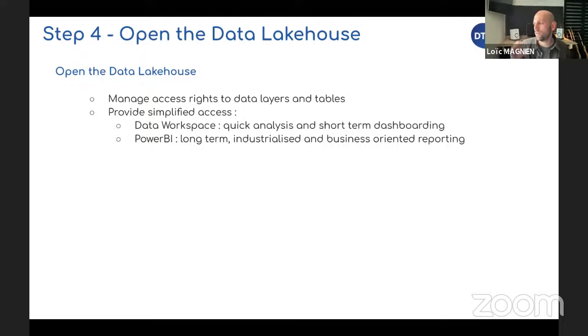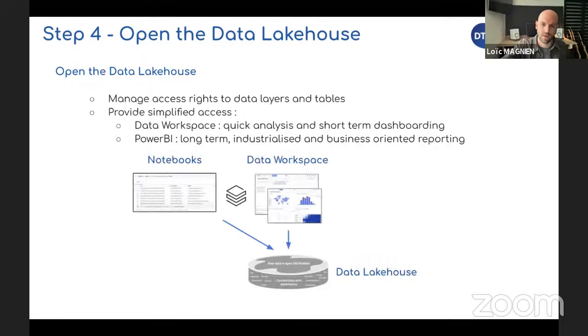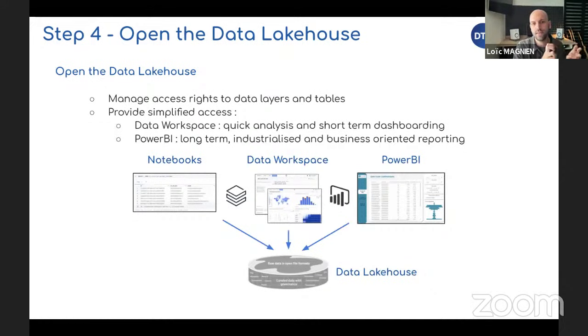In our case, we have both advanced users and not so advanced users. So we have the data workspace provided by Databricks, which is very good for quick analysis and short-term dashboarding. But as soon as the dashboarding and reporting get industrialized, and we are happy with the exploration phase, we move to Power BI, because it's easier to share in the company with good access rights. And we use it for business-oriented reporting as well. So this is just an image to show you that we have notebooks for data scientists to use the production data, the data workspace for data savvy users, and Power BI for the industrialization phase.